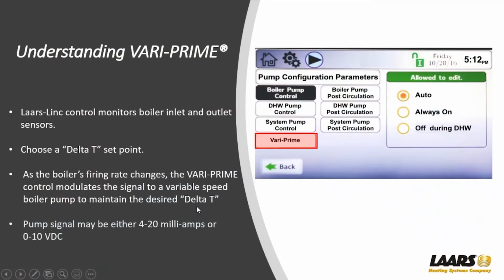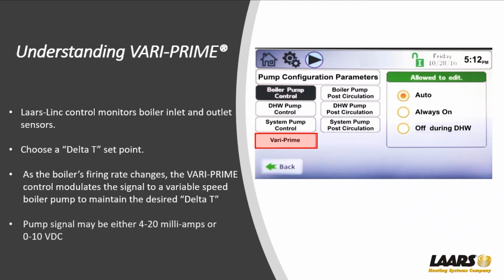So the next thing we'll talk about is VariPrime and understanding VariPrime. So Laars Linc, or Laars controls, monitor the inlet sensor and outlet sensor of the boilers. And there we're looking at a DeltaT. And you would choose the DeltaT, for example, a 20 degree or 30 degree DeltaT. And what we can do here is have a variable speed pump for the boiler pump. And as the firing rate changes and we're modulating and we're looking at our DeltaT, we'll send off a signal to a variable speed pump to maintain whatever desired DeltaT you choose.